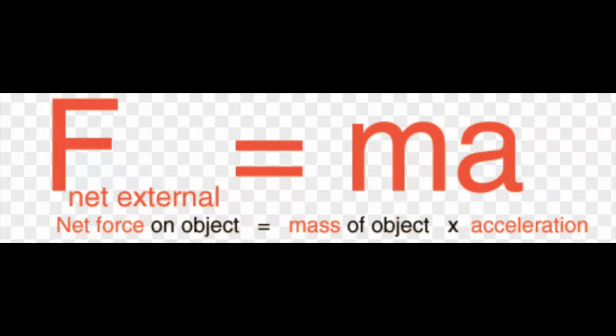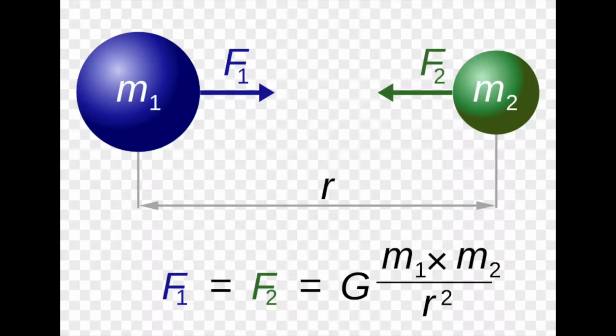So the second law states that the acceleration of an object is dependent upon two variables, the net force acting upon the object and the mass of the object. And then Newton's law of universal gravitation states that every particle attracts every other particle in the universe with a force which is directly proportional to the product of their masses and inversely proportional to the square of the distance between their centers.